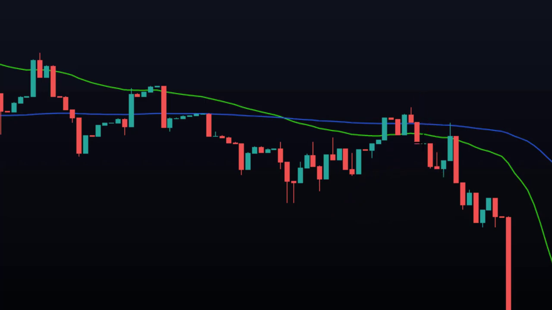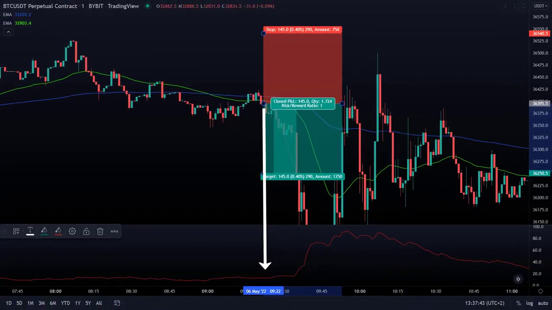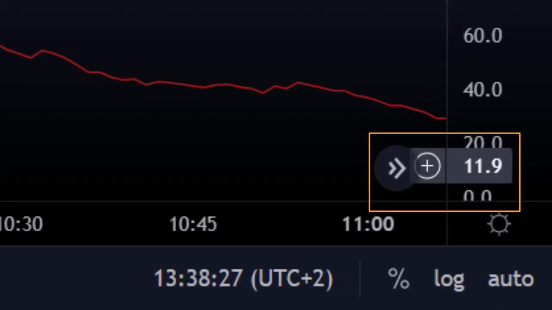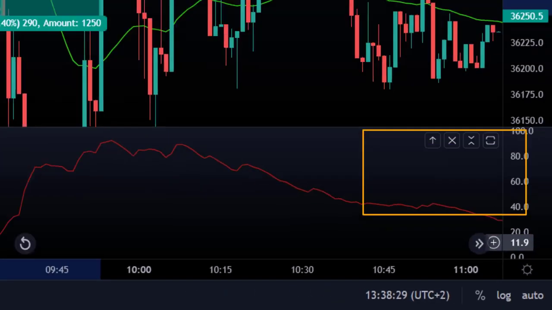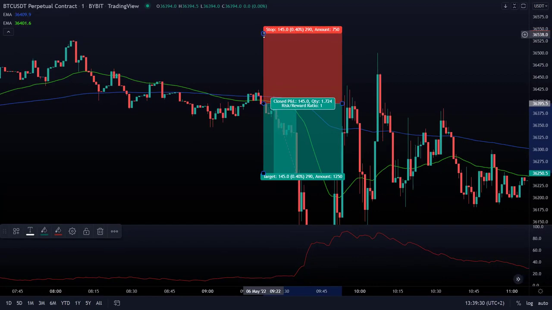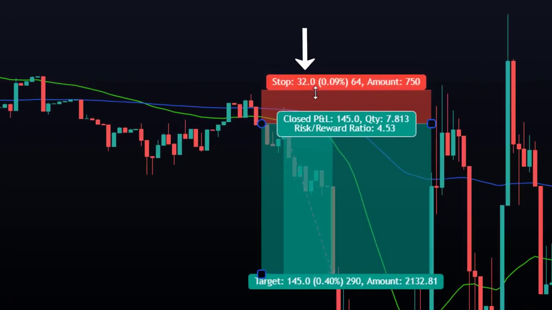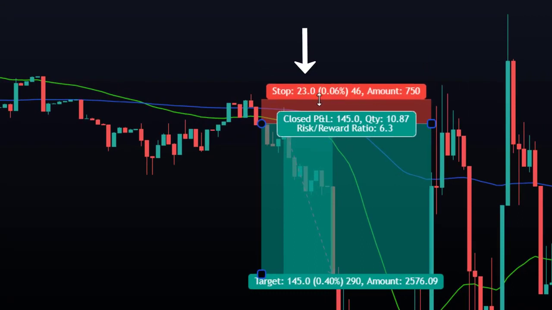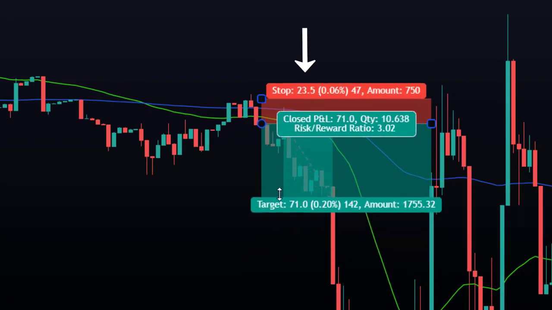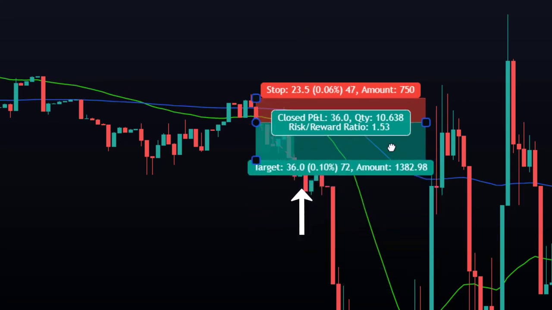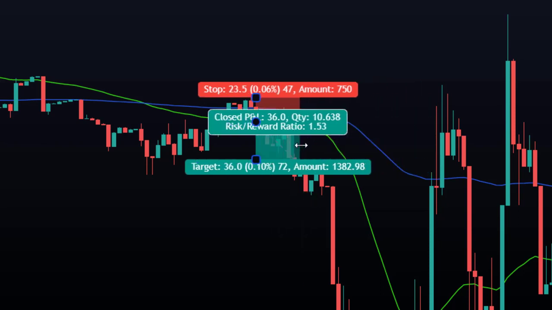At the close of the candle, I open my selling position and look at how much the ATR is at. It is at 11.9. We now do 2 times 11.9 and we use that as our stop loss. 2 times 11.9 is 23.8. And as a take profit target we do 3 times the size of the ATR. So that's 3 times 11.9 is 35.7. As you can see, this was again a profitable position which was closed within 5 minutes.